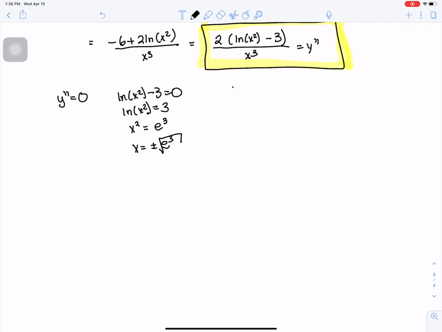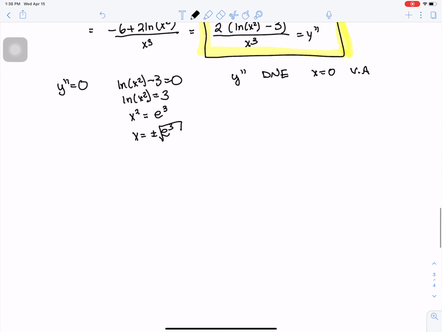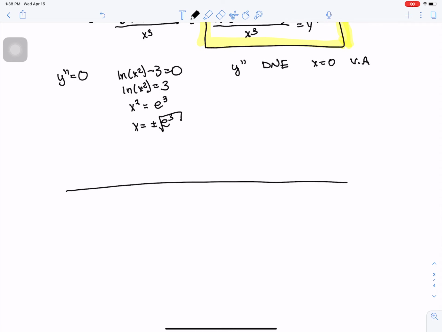So where is y double prime undefined or does not exist? It's when x is equal to 0. Again, I'm going to label that as a vertical asymptote. That point cannot get classified as inflection points, maxes, mins, or anything like that. So 0, e cubed, and then square rooted, negative root e cubed and square rooted.